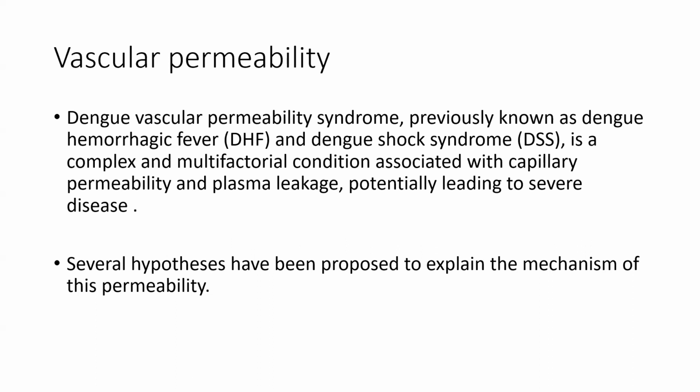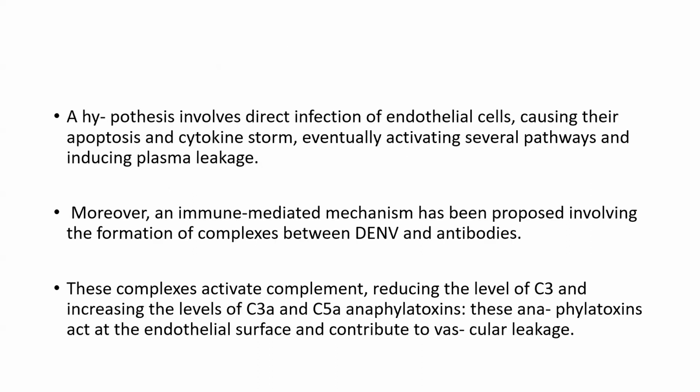Regarding vascular permeability, dengue vascular permeability syndrome, previously known as dengue hemorrhagic fever and dengue shock syndrome, is a complex and multifactorial condition associated with capillary permeability and plasma leakage, potentially leading to severe disease. Several hypotheses have been proposed to explain the mechanism of this permeability. Hypotheses involve the direct infection of endothelial cells, causing their apoptosis, and cytokine storm, eventually activating several pathways, inducing plasma leakage.